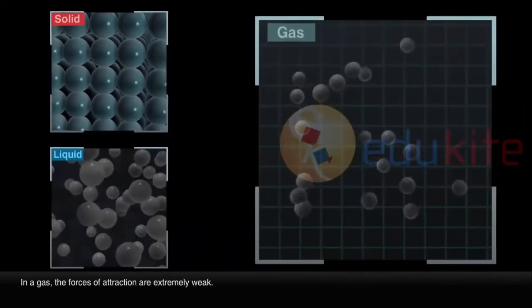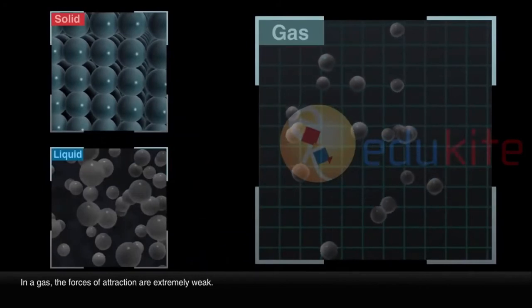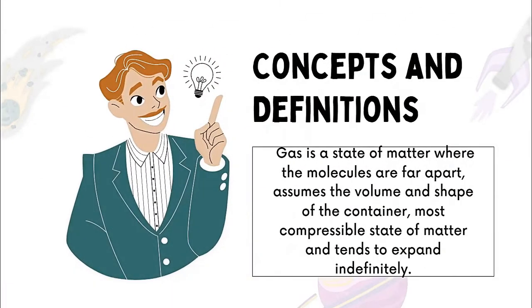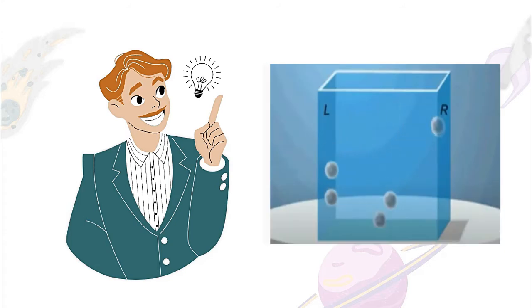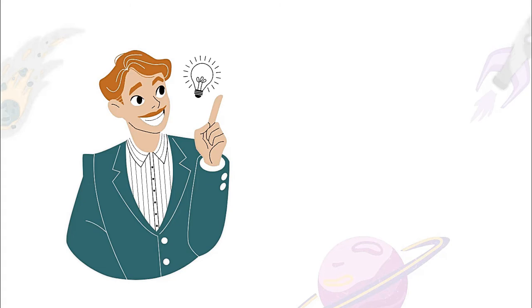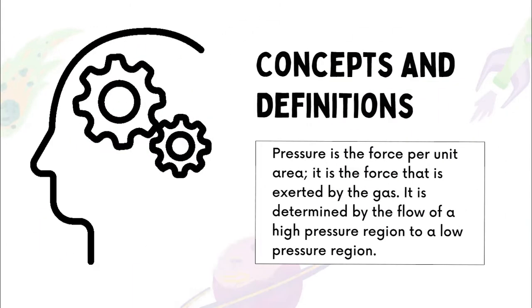So let's define some concepts. Gas. Gas is a state of matter where the molecules are far apart, assumes the volume and shape of the container, is the most compressible state of matter, and tends to expand indefinitely. Gases apply pressure to any surface that they have contact with since molecules are continuously moving or constantly in motion.